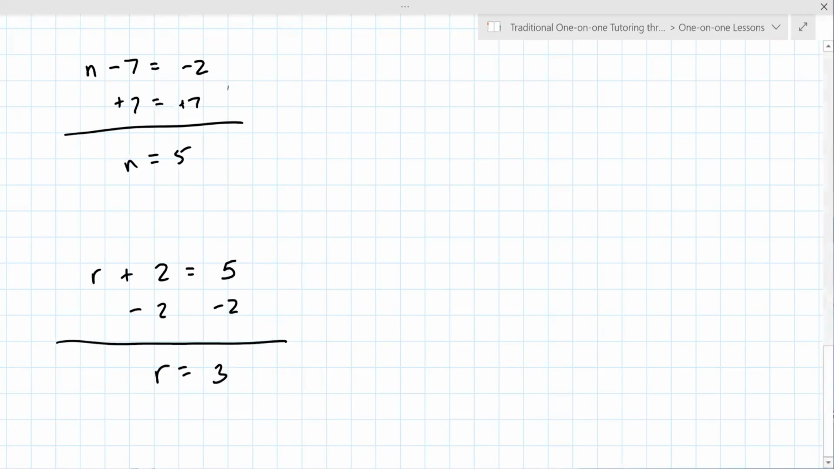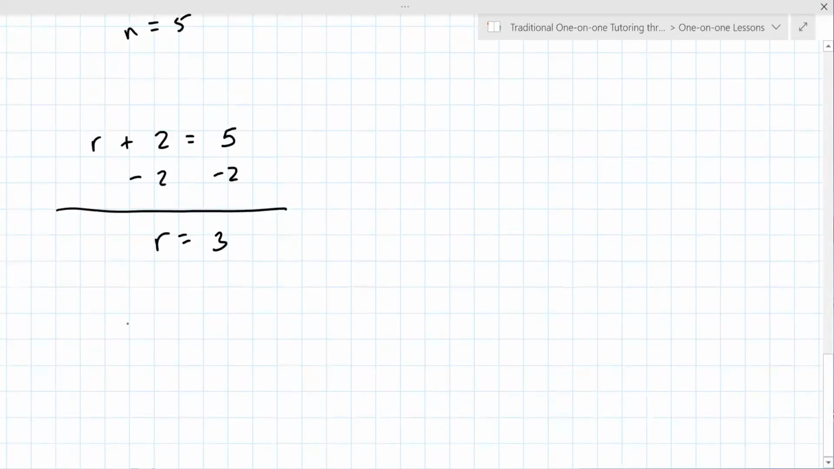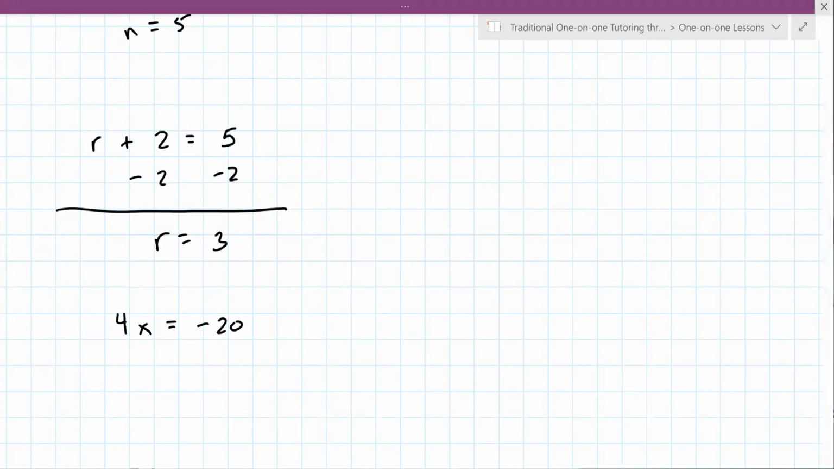Okay. So now let's look at another one here. Let's say it's 4x equals negative 20. How do you undo multiplication by 4? Dividing. So you divide both sides by 4. I'm sorry, that's negative 5.